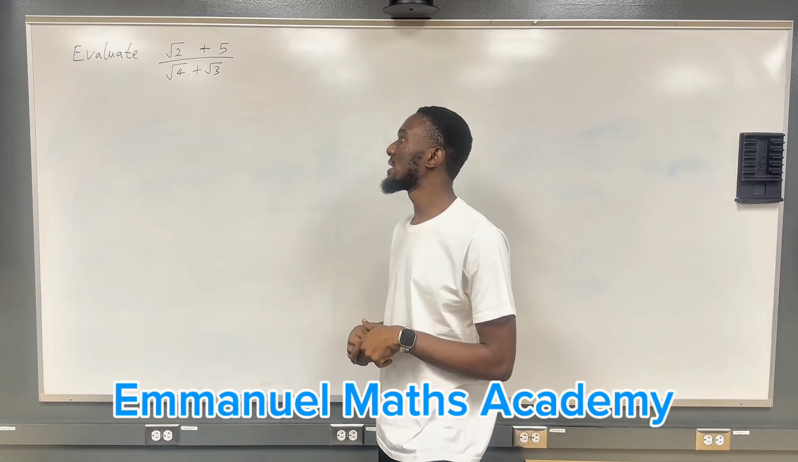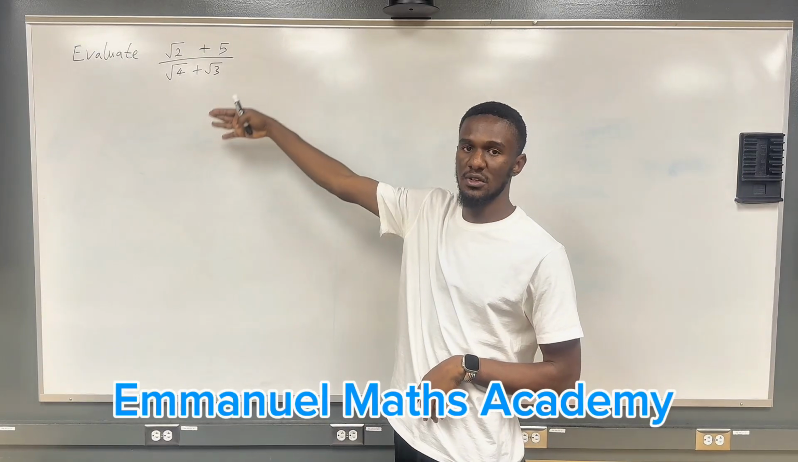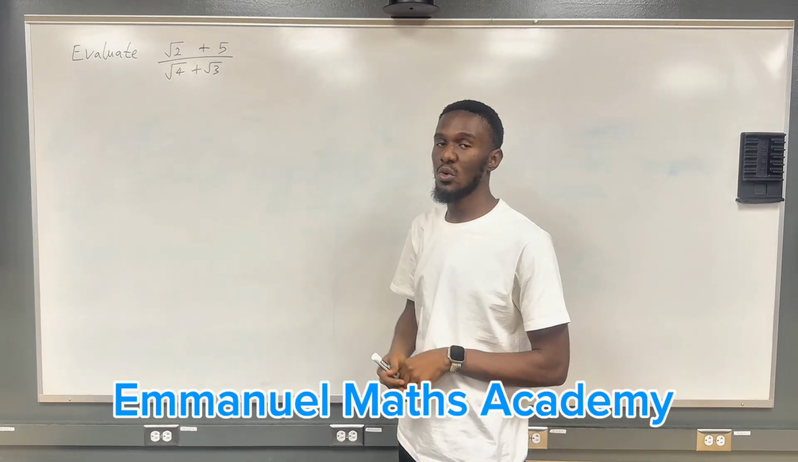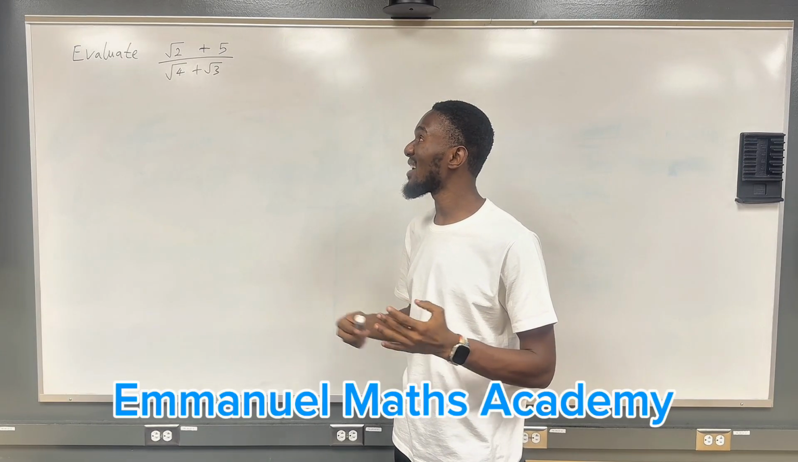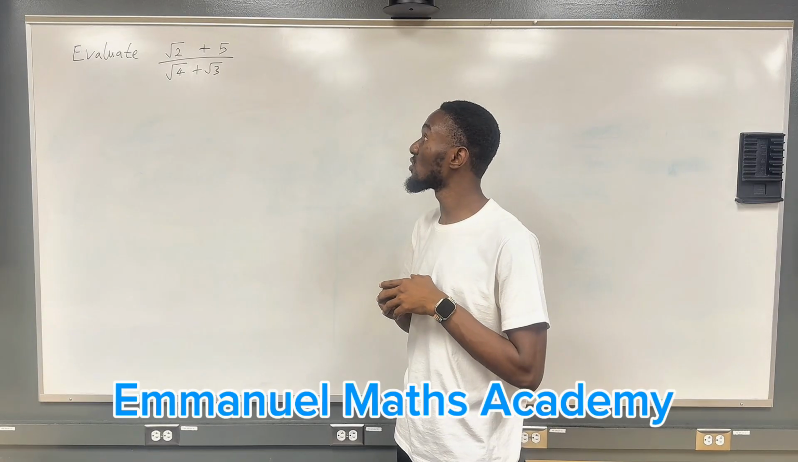So we want to evaluate what we have on the board. This is a solved problem. We want to evaluate this: it says root 2 plus root 5 over root 4 plus root 3.